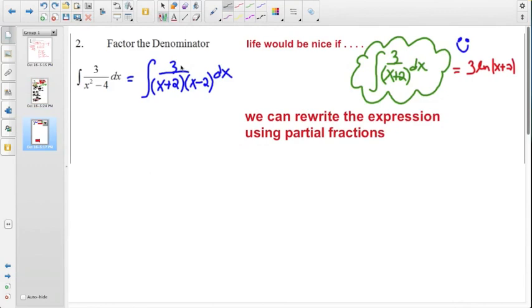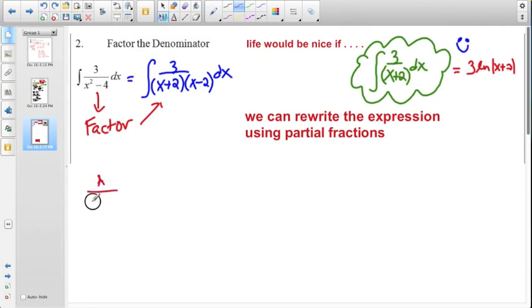The process for this last example is identical to the one we just got done doing. It's just that the original problem looks like this, and so we have to recognize that this polynomial in the bottom we can factor into two linear terms and express like that. And so what we really have then is a over x plus 2 plus b over x minus 2, and that has to be mathematically equal to 3 over x squared minus 4.